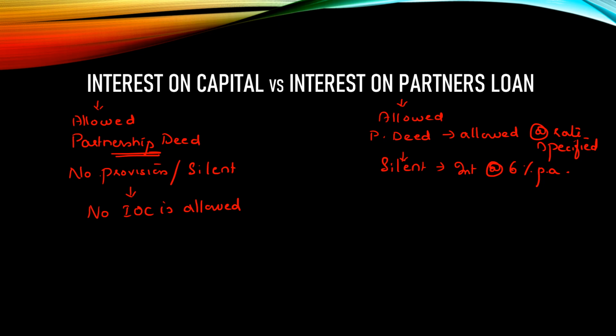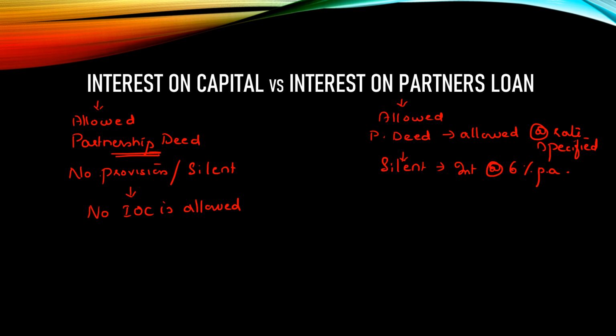So this is how, when it is about an appropriation in the form of interest on capital, if there is no provision or the partnership deed is silent, it is not allowed to the partner. But in case of interest on partner's loan, if it is allowed at a specific rate, then that rate would apply. Else, if the deed is silent, they will still be entitled to interest at the rate of 6% per annum.